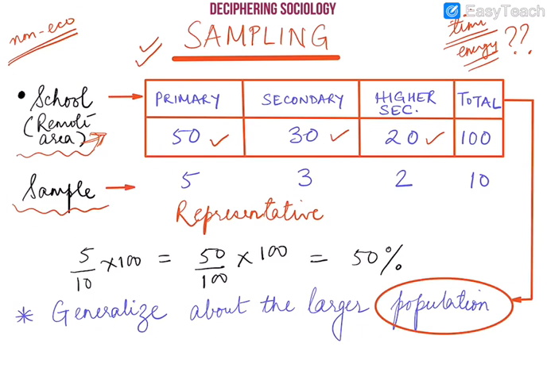So I take 5 students from the primary section, any random 5 students. There is no bar that they should be from a particular caste, creed, color or gender. No bar. I randomly pick out 5 students. Similarly, I pick 3 students from the secondary standard and 2 students from higher secondary. So in total I have 10 students. Now you will see a certain similarity. What is the similarity here? Here the ratio that I have chosen, or the percentage, is the same.